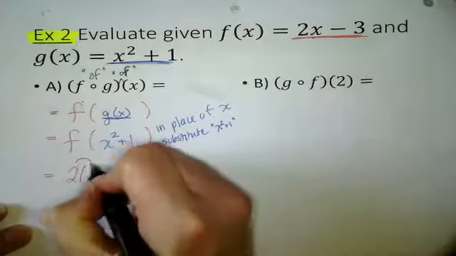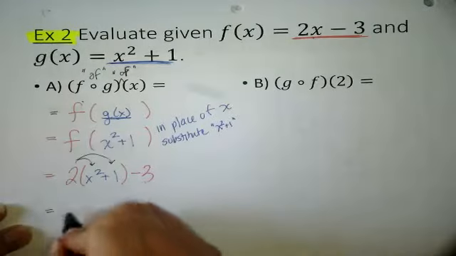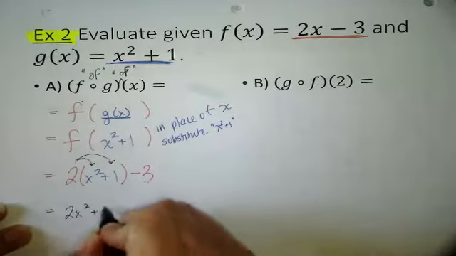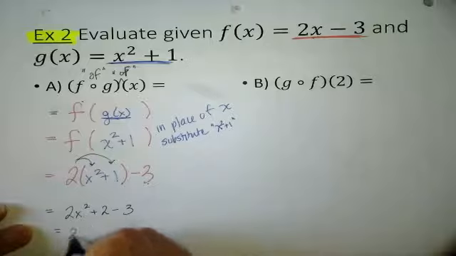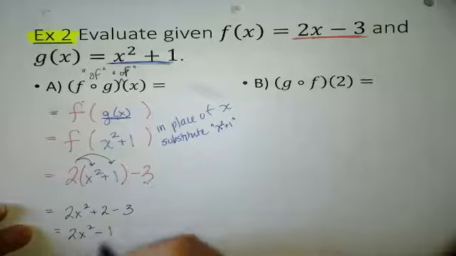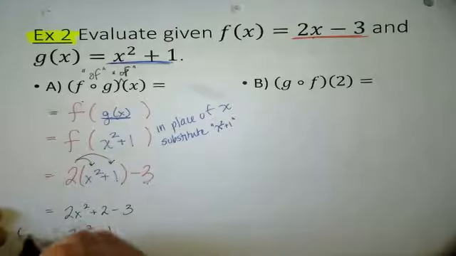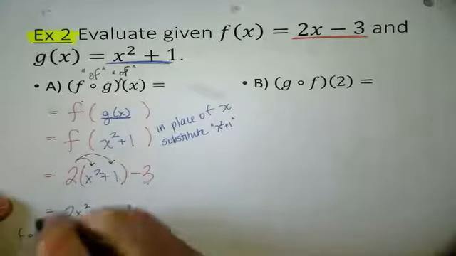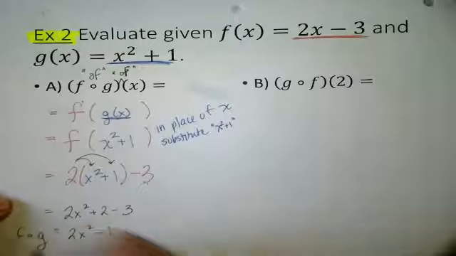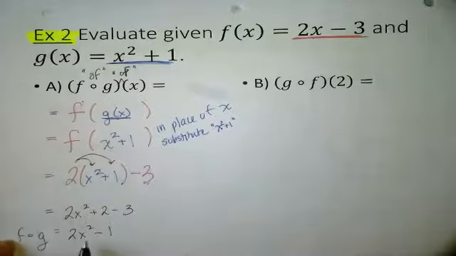So we're going to go ahead and distribute the 2. So 2x squared plus 2 minus 3. And we get 2x squared minus 1. And that is f of, whoops, not f of f, f of g. And that's just the simple notation there. You're allowed to write that. f of g is 2x squared minus 1.